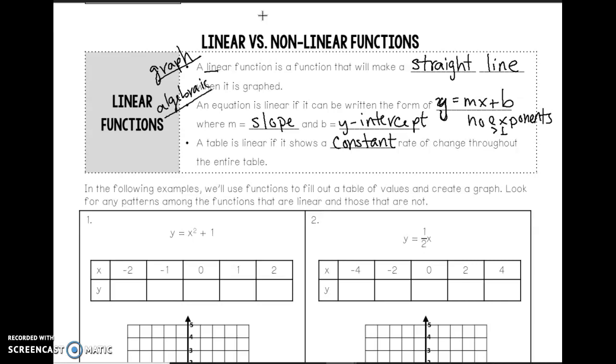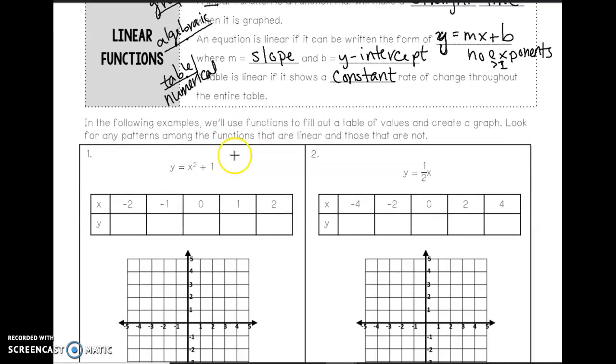Then you look, are there any exponents, right? Is it in the form of y equals mx plus b? And we tell you how to do it if it's written as a table or numerically. So these are three of the representations that we've talked about for functions. And if you look at each of those representations, how can you tell if a function is linear or not? So these are the things to look for. So if you get that down, we can go and look at some examples.